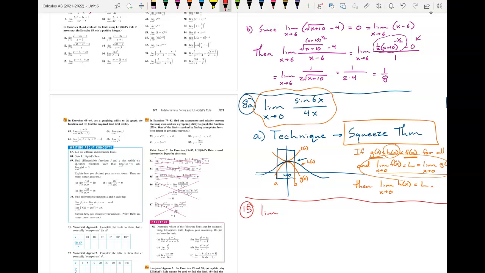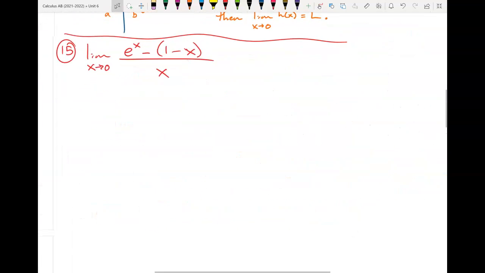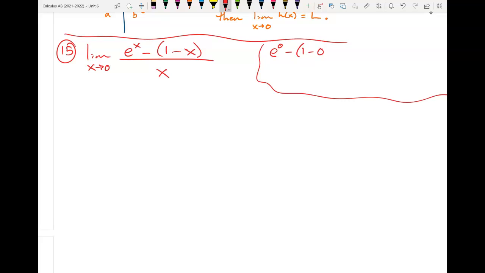So the limit as x goes to 0 of e to the x minus 1 minus x, over x. Now this one you don't have to go and use some other technique. We can just use L'Hopital's rule. So on my little scratch work on the side, I want to just make sure that I get that indeterminate form. So I have e to the 0 minus 1 minus 0. Well, e to the 0, anything to the 0 power is 1, and 1 minus 1 is 0. And then I have x equals 0. So that will give me a 0 over 0 indeterminate form.